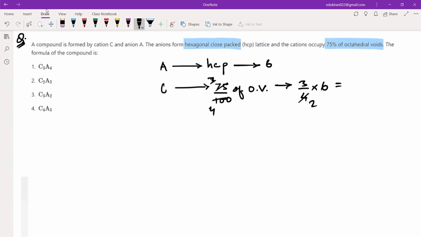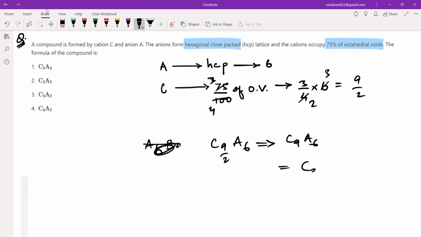So this will be equal to how much? 3 threes are 9, by 2. And here you have A, which is 6. Sorry, we will write the cation first. So C is 9 by 2 and A is 6. Let us multiply by 2 first of all, so you'll get C9 and A6. Now you can divide this by 3, so you'll get C3 and A2. C3A2. Is that correct?